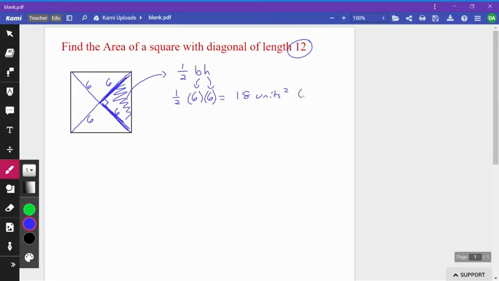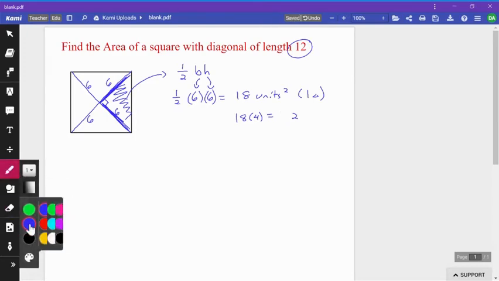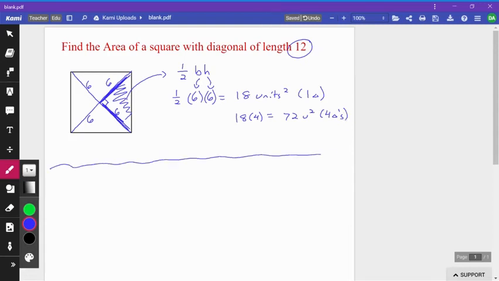Now remember, that is one triangle. So if I do 18 times 4, that'll give me 72 units squared, which is the 4 triangles. That is one way of doing it, and now there's a second way of doing the same problem.